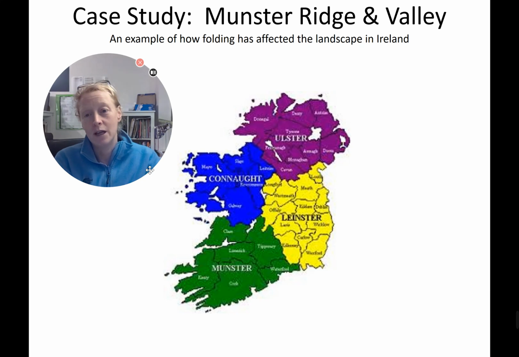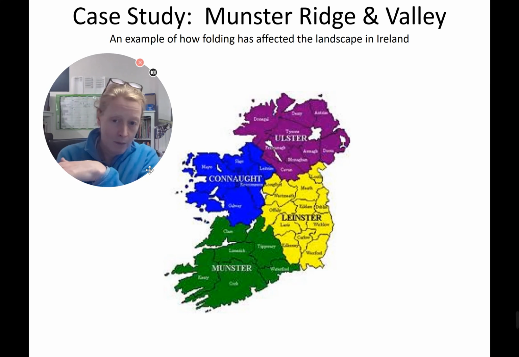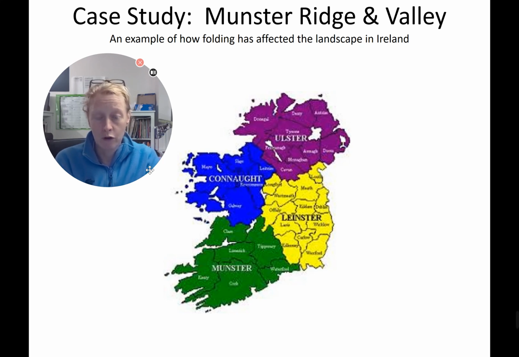In order to understand the impact of folding on the landscape, we have to examine what the landscape in Munster looked like before folding and then after folding. So that's why we start way back before. This is Armorican, which means it began 250 million years ago. So we'll be talking about what the landscape was like before 250 million years ago and what it is like after. It's only then that you can see the impact that folding has had on the landscape.